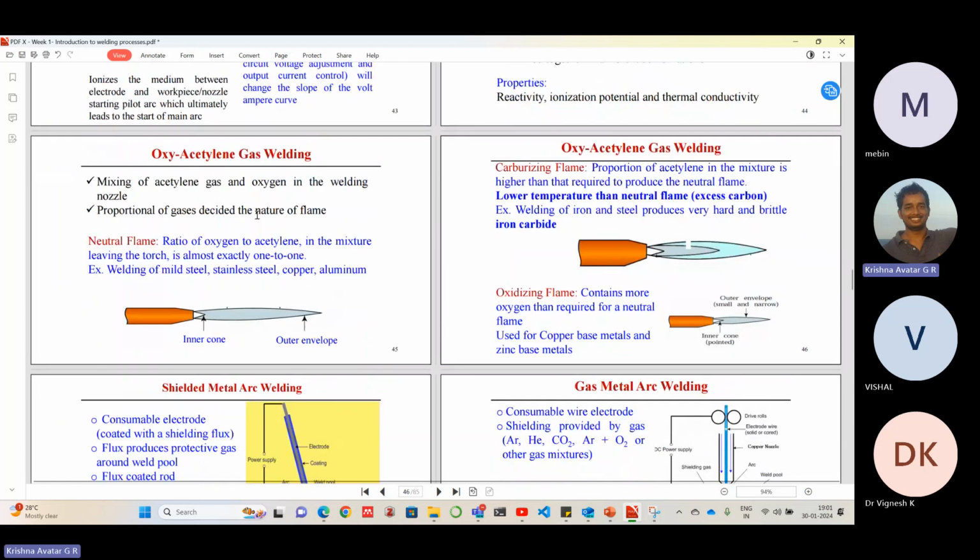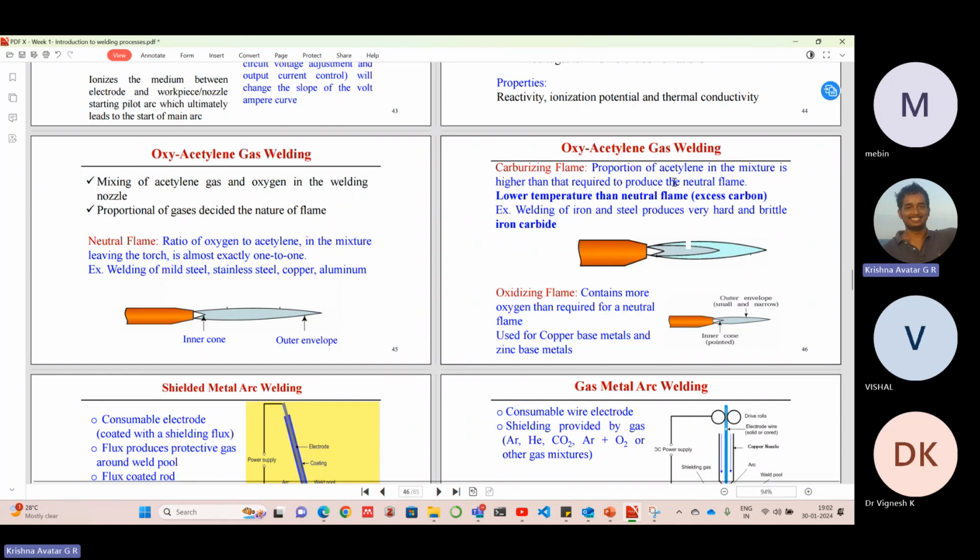The other gas welding technique is what we call oxy-fuel. One example here is oxyacetylene gas welding. Here we use acetylene gas, which is C2H2, and oxygen in the welding nozzle. The proportion of gas will decide the nature of the flame. If the ratio happens to be 1 to 1, then we have what we call the neutral flame.